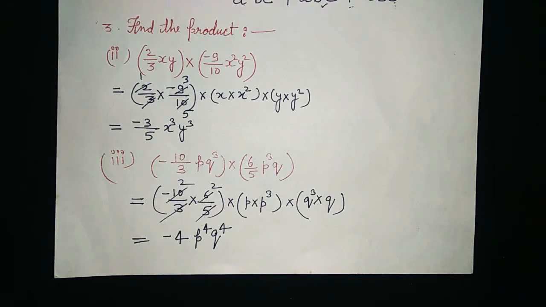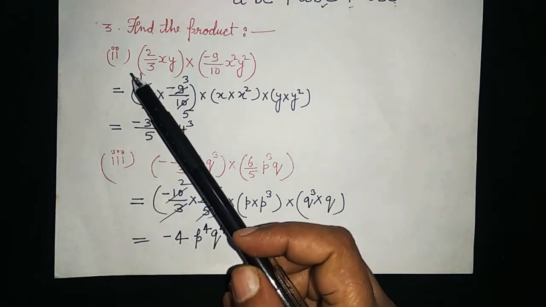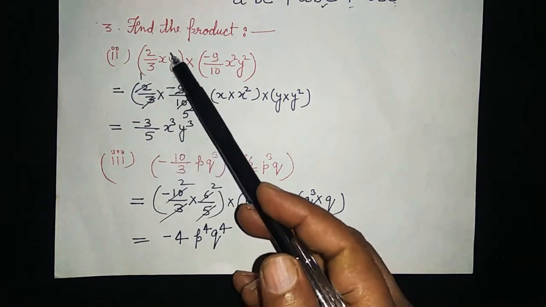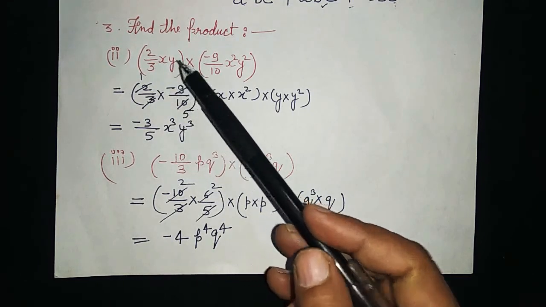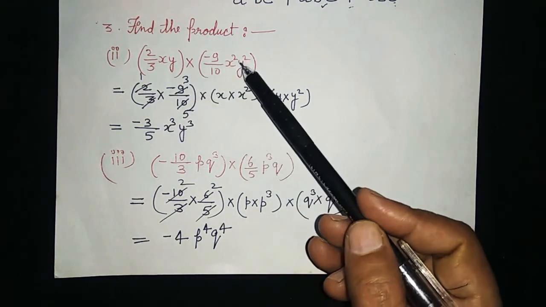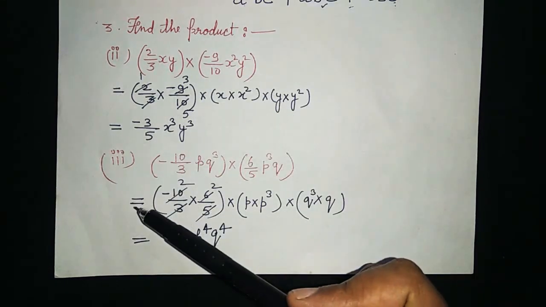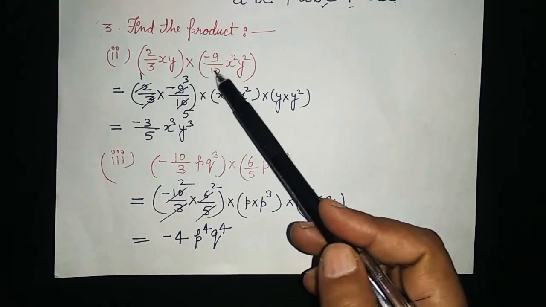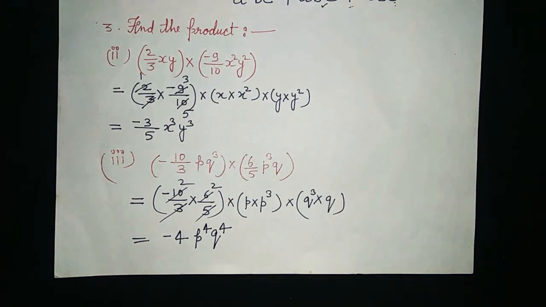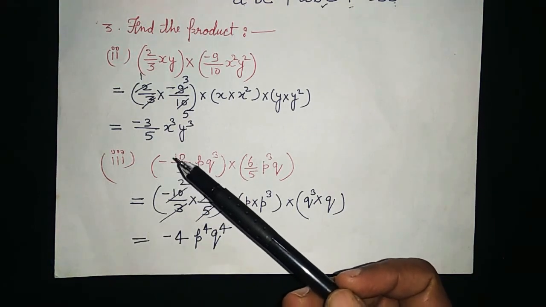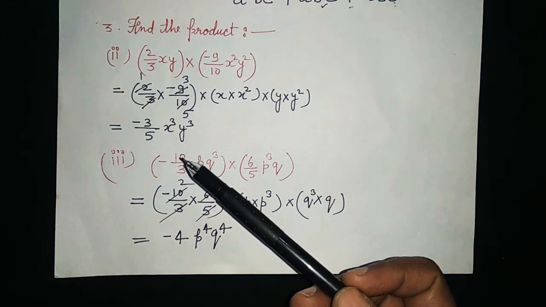Now see the second and third part of question number 3. First and fourth part you will do yourself. Now see the second part of question 3. Here 2 by 3 xy, we have to multiply it by minus 9 upon 10 x square y square. Here we can see both are monomials, and we have solved such type of question in exercise 9.2.